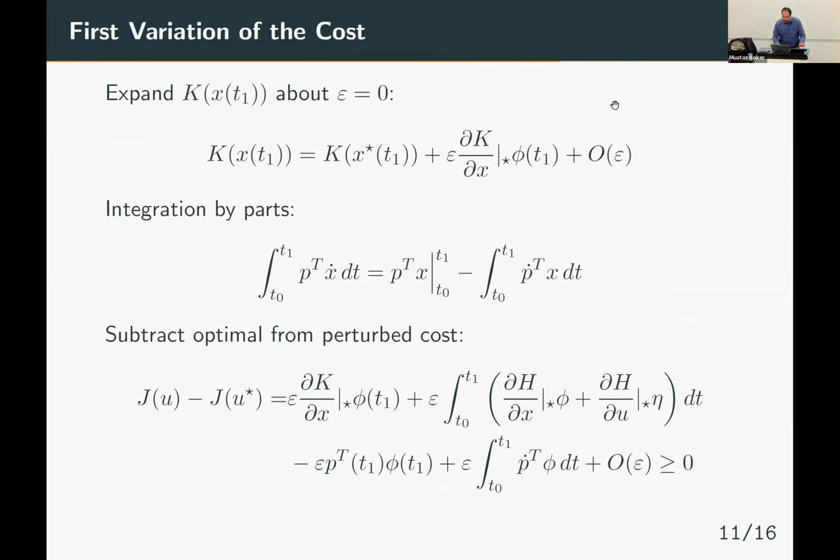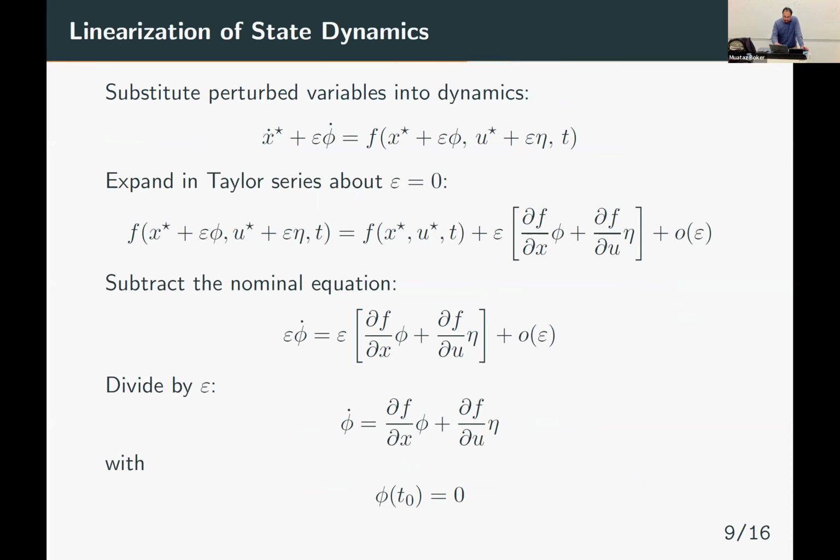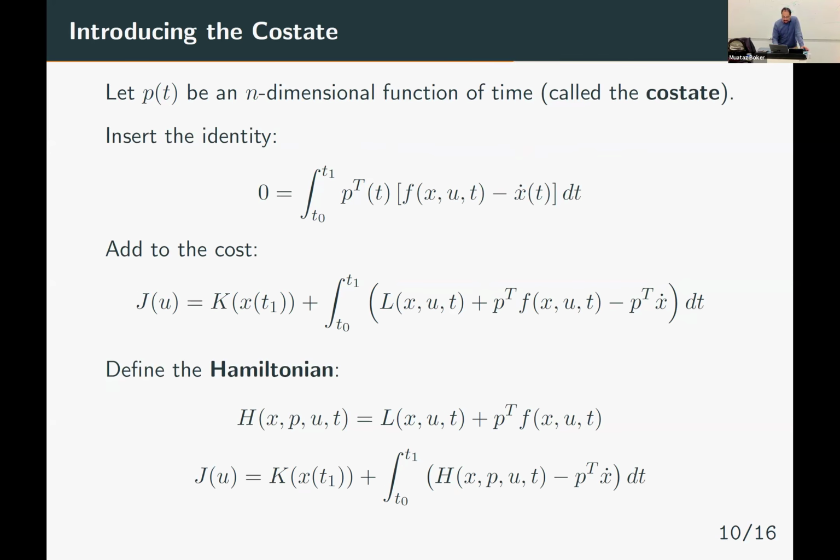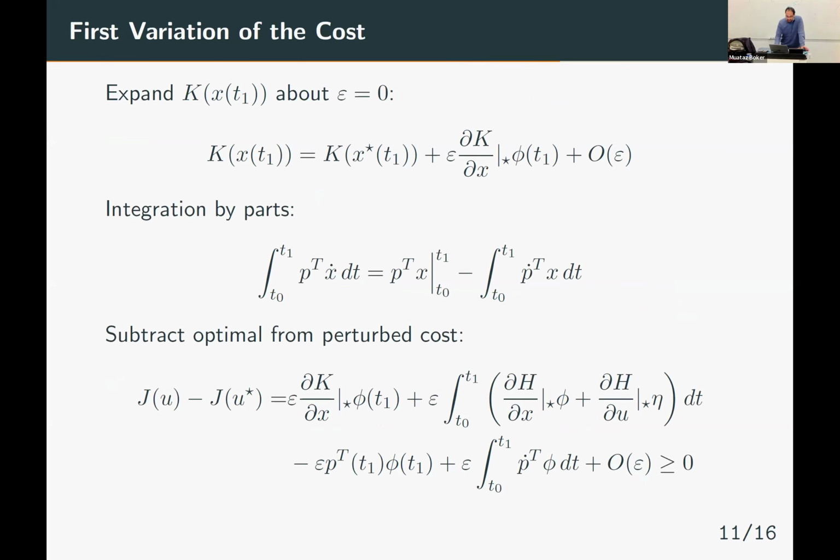Okay, so now we're going to do the first variation of the cost. Up to this point we perturbed the solution, the U star and X star. Now we are going to perturb the cost. So we are going to expand the penalty. Remember, the penalty is a nonlinear function. K here is a nonlinear function of the final state, right? So any nonlinear function, I can express it using Taylor series expansion, right? This is the key here.